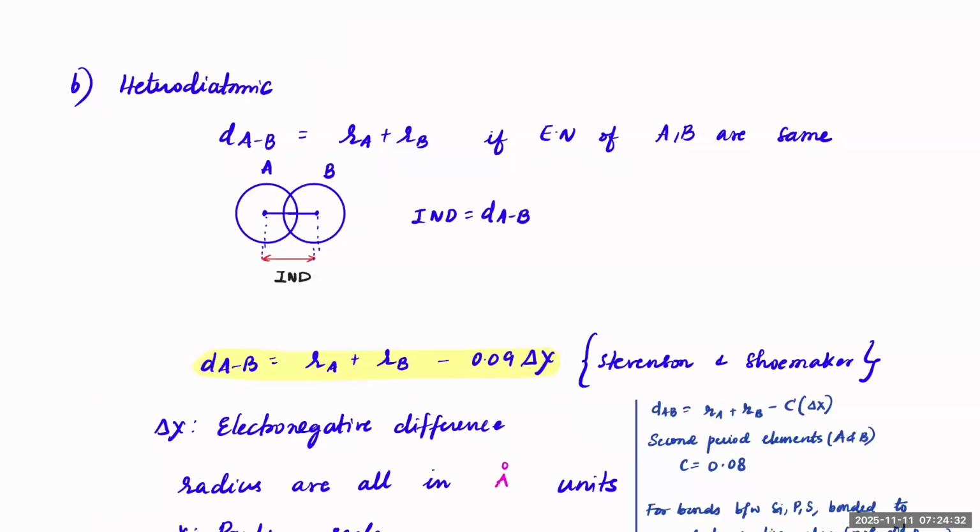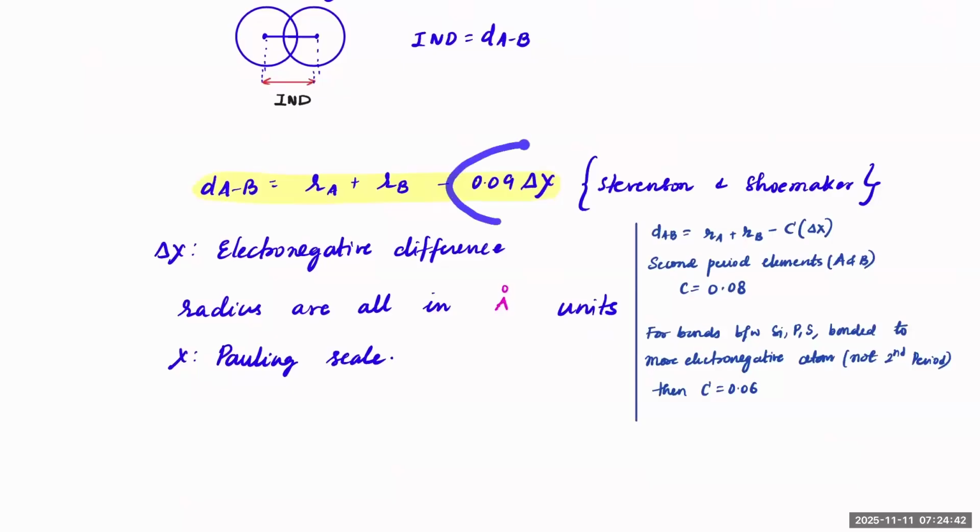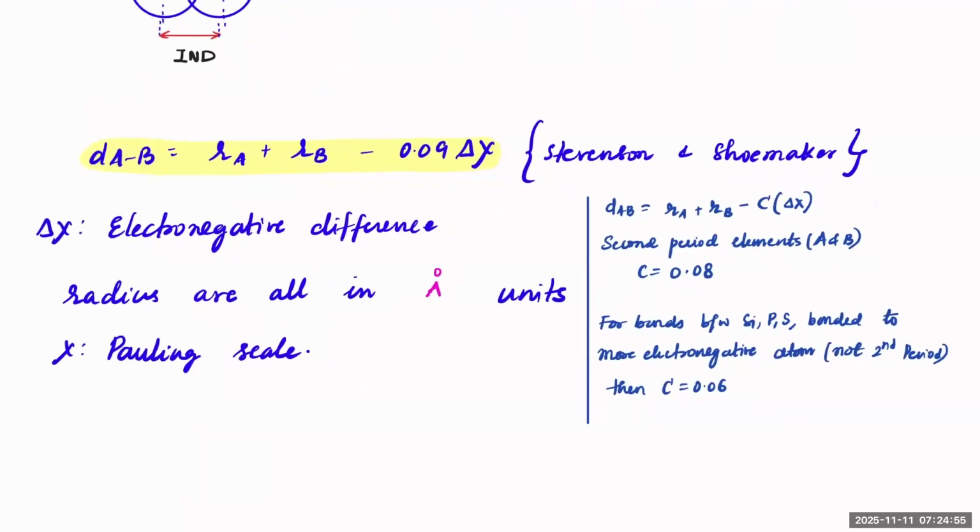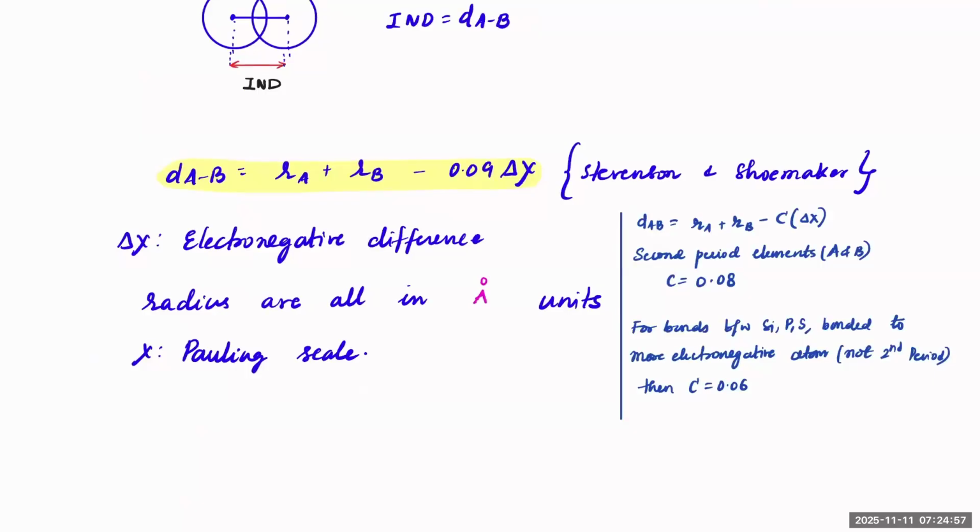Heterodiatomic cases, if you notice, d of AB is equal to A plus B, correct? If electronegativity is the same. If electronegativity is different, then you have to subtract this factor, minus 0.09 into the difference in electronegativity. This is called the Stevenson-Shoemaker formula. Got it? Clear? Radius are all in Angstrom units, and chi is equal to the Pauling scale.